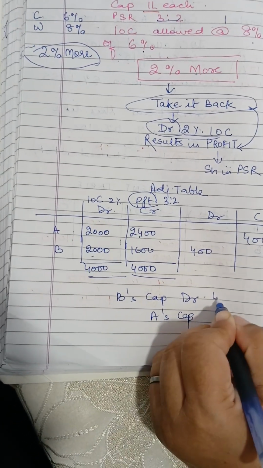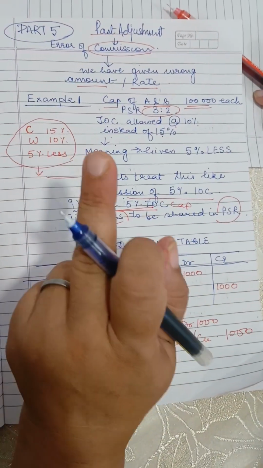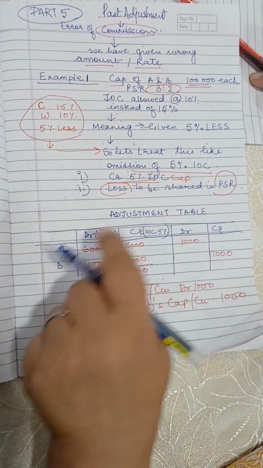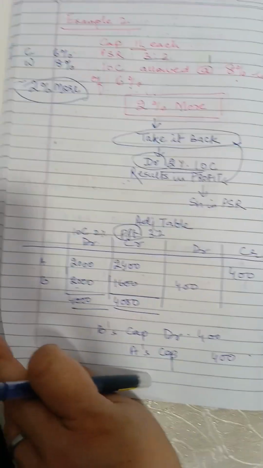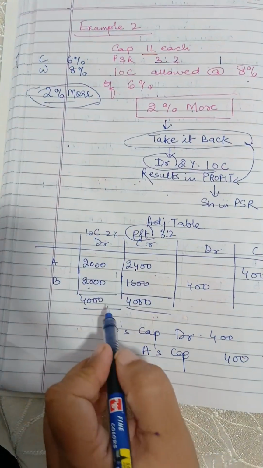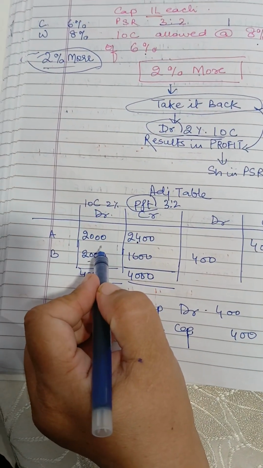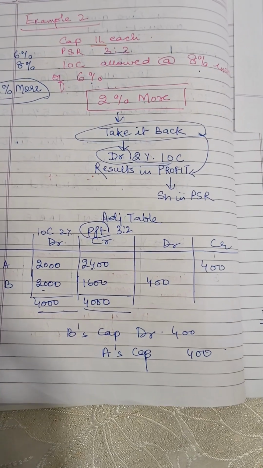Amount is 400. Let's look at the case again. Here IOC was given less. We credited IOC. It resulted in loss, which was shared in PSR. Here we gave more IOC. So what we did, we take it back. When we give, we credit. When we take it back, we debit. And then we have made this adjustment table and the entry. Let's come to the next topic.